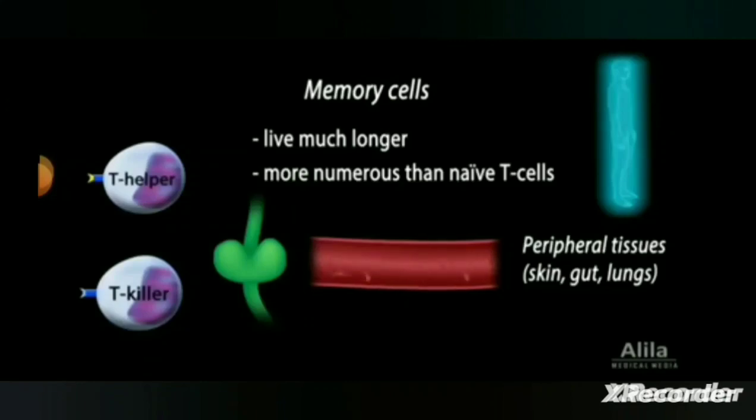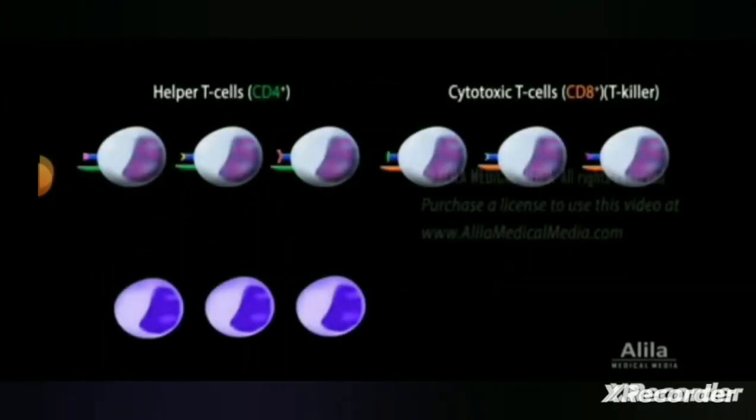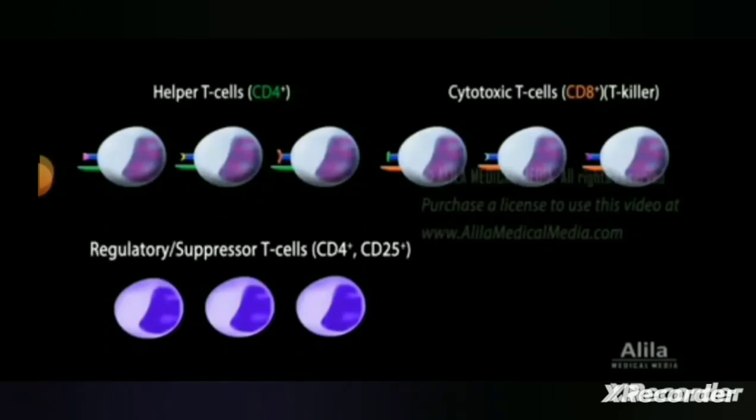Suppressor T cells have a regulatory function. When infection is cured, they inhibit proliferation of effector T cells. They also differentiate between self and non-self cells. In this way, they protect from autoimmune diseases.